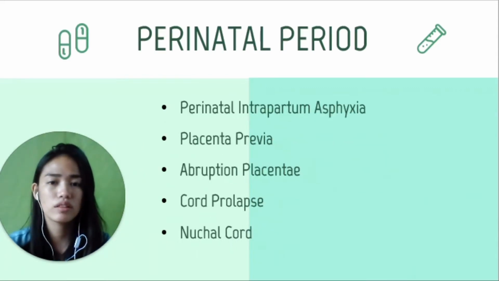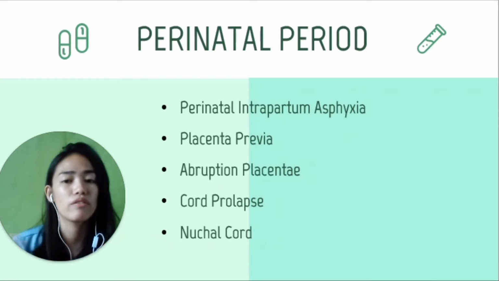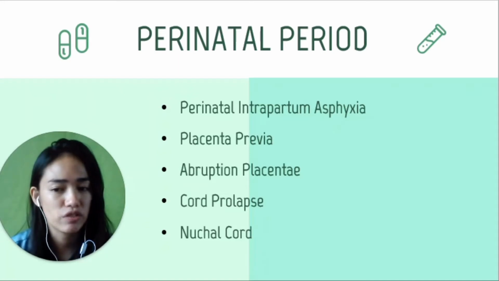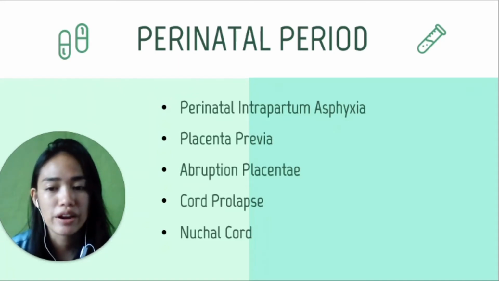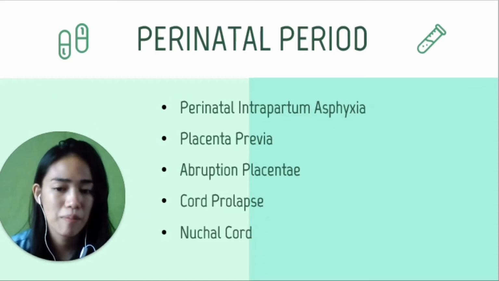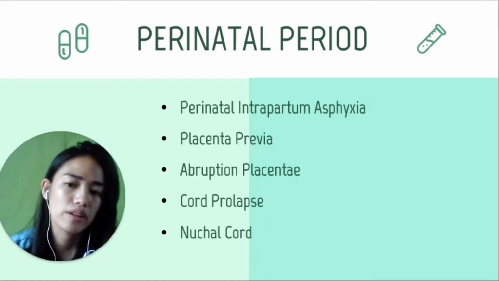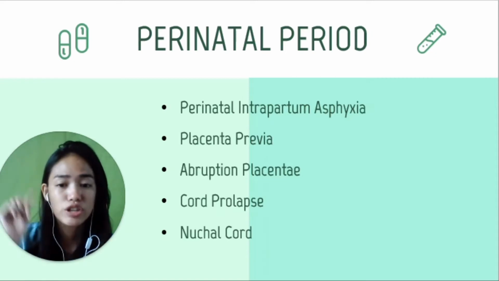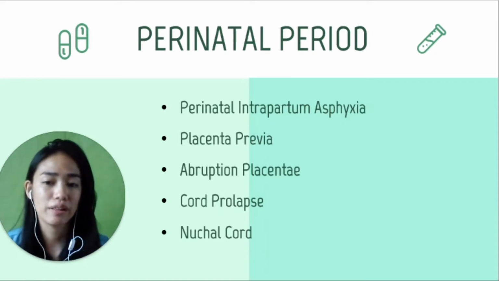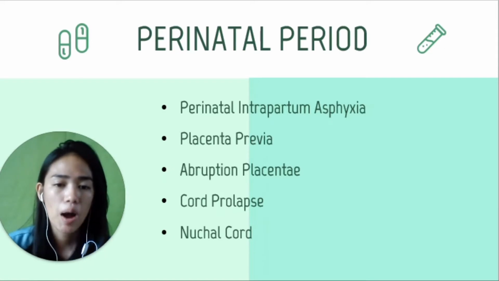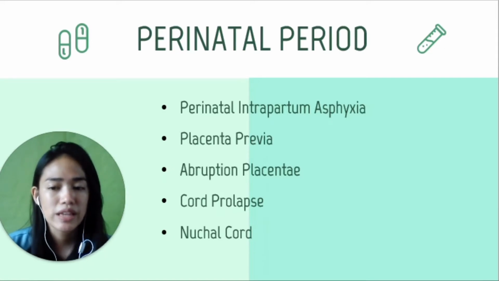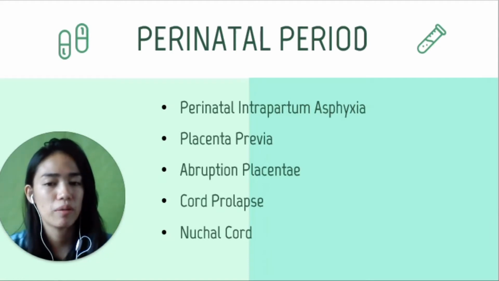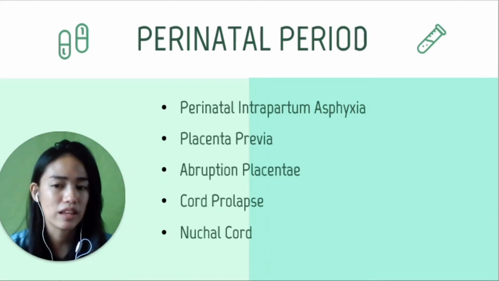So moving on to the perinatal period, or the period of giving the actual birth. First, we have perinatal intrapartum asphyxia. This is due to obstetric complications and is considered the main etiological factor of cerebral palsy. Next, we have placenta previa. This presents at the second trimester with painless vaginal bleeding. Third, we have abruptio placentae. This presents at the third trimester, which is characterized by separation of the placenta from its uterine implantation site.